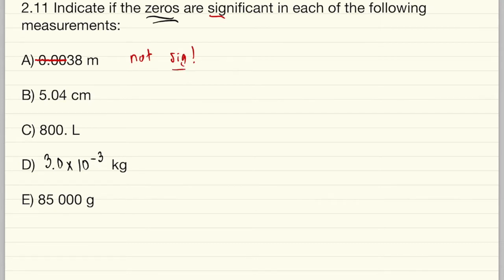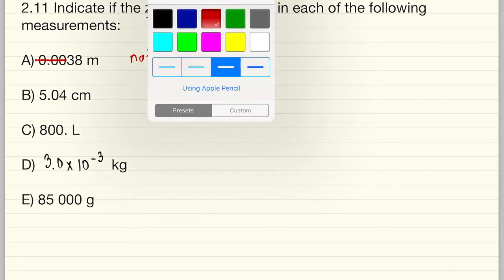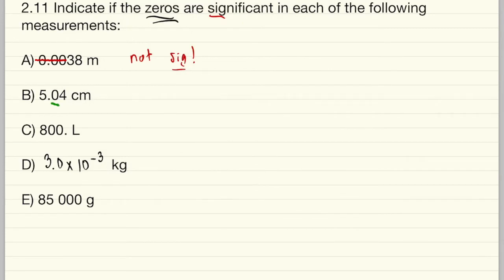5.04: this zero is after a number, so it is significant. This one here counts. It is significant. This one here, these zeros are after a number, so they are also significant.